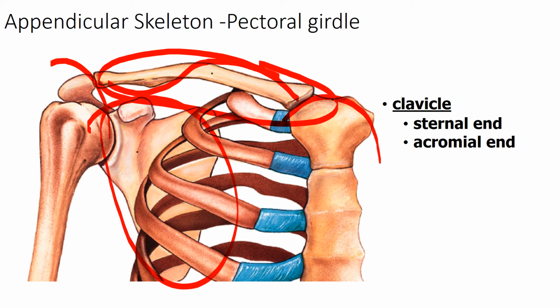So at the sternal end, what we have here in green, this is going to be the medial end, and it has a pyramid shape to it, and it will articulate with the manubrium of the sternum. Whereas here, the acromial end of the clavicle is going to be broader and flatter. And here it will articulate then with the acromion of the scapula.